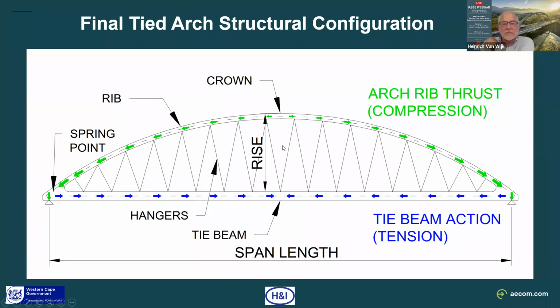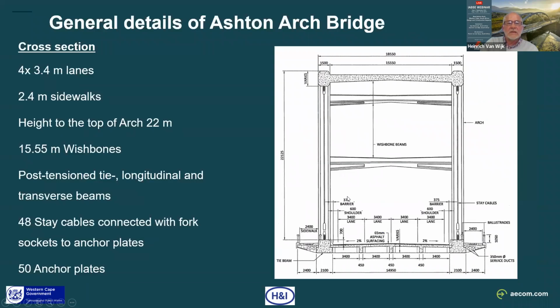In the presentation, we're going to refer to a few components, just to make sure we're all on the same page about the structure. The vertical hangers, the tie beam, which resists the thrust of the arch rib. All the forces join at the two spring points, and the rise of the arch is obviously the total height.